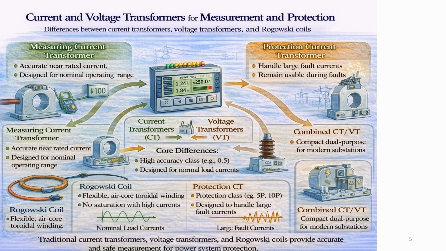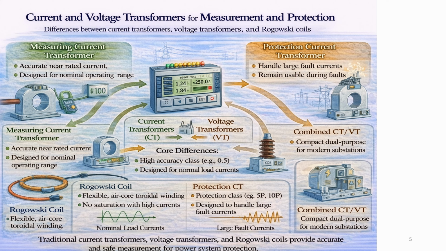Another important aspect of the current transformer is operating safety. A current transformer normally operates close to short circuit conditions on the secondary side. If the secondary circuit opens, the transformer enters no load operation. This is dangerous. In that case, very high voltage appears on the secondary terminals.